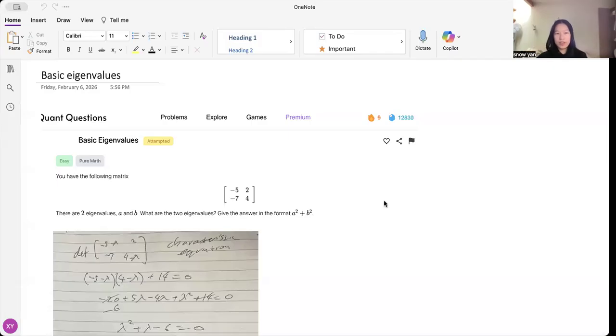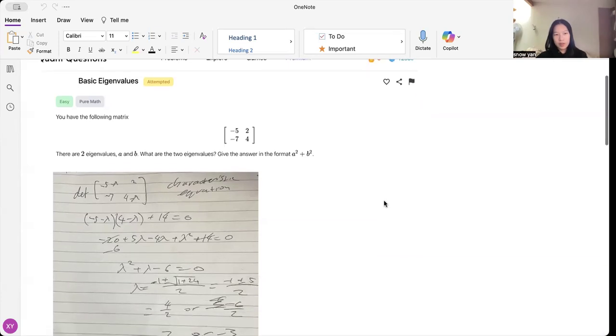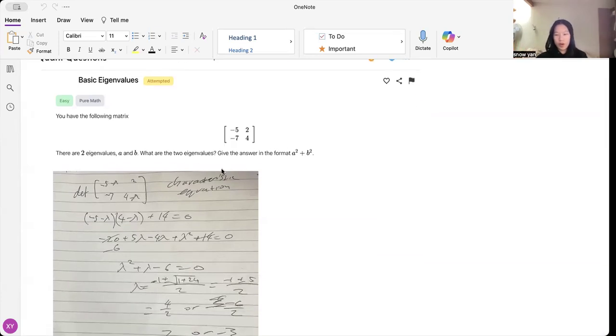Okay, the next question is basic eigenvalues. So inside here, this is a linear algebra question rather than a probability one. So it's kind of fun to mix it up a bit. So we have this following matrix here, -5, 2, -7, 4.